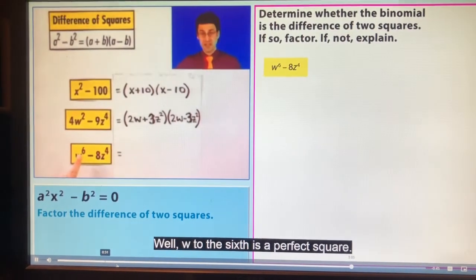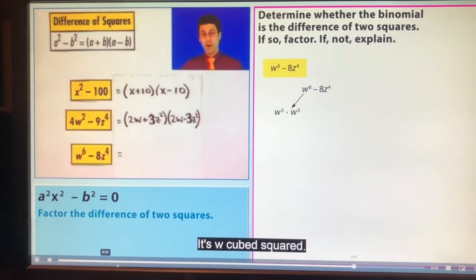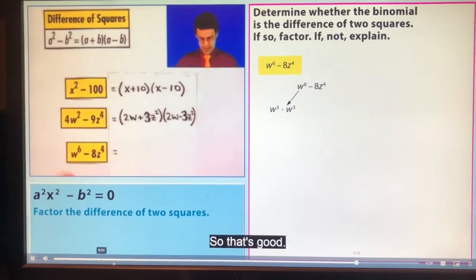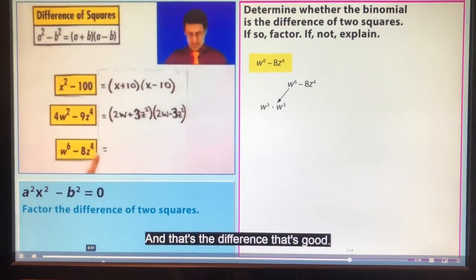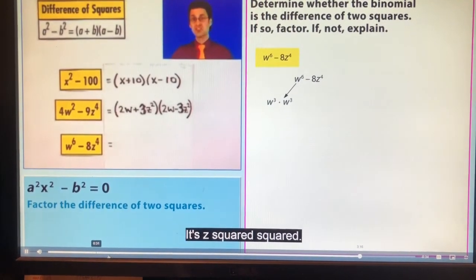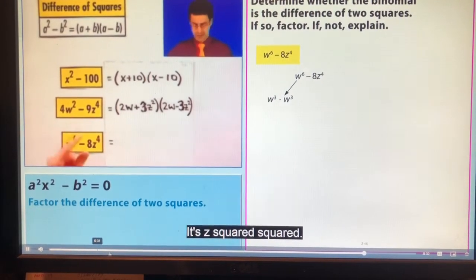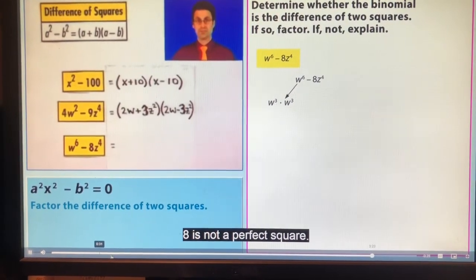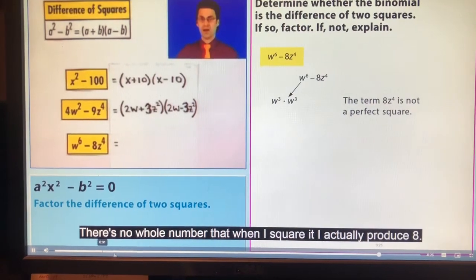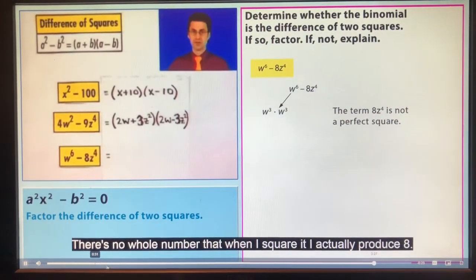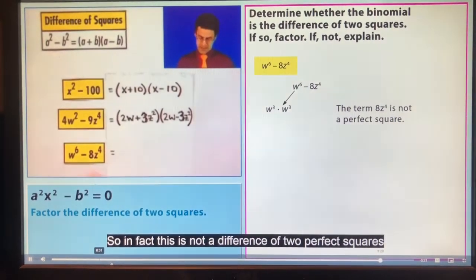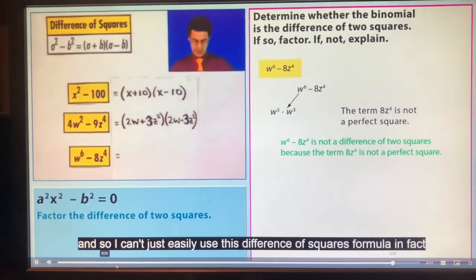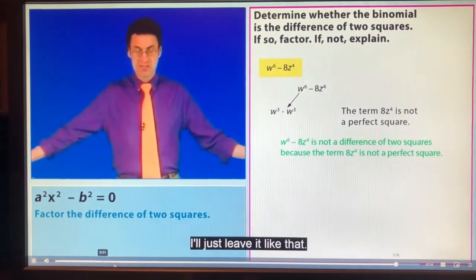Next, the two perfect squares. Well, w to the 6th is a perfect square. It's w cubed squared. So that's good. And that's a difference, so that's good. Z to the 4th is a perfect square. It's z squared squared. But what about 8? Nope. 8 is not a perfect square. There's no whole number that when I square it, I actually produce 8. So in fact, this is not a difference of two perfect squares, and so I can't just easily use this difference of squares formula. In fact, I'll just leave it like that.